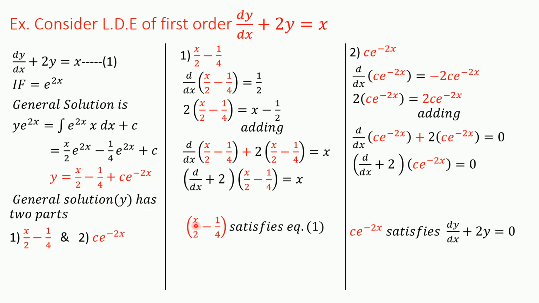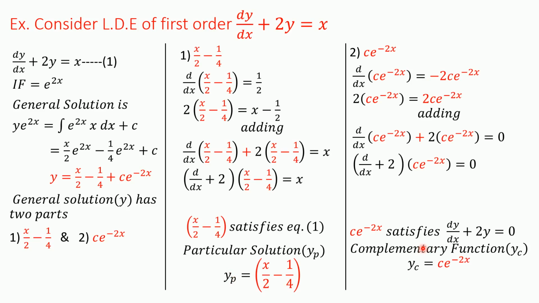So this is a solution of the homogeneous part, and the general solution is the sum of these two. The general solution is the sum of one without an arbitrary constant, which is a solution of our differential equation, and the other containing an arbitrary constant, which is a solution of the homogeneous differential equation. Here x/2 - 1/4 we call a particular solution because it satisfies the given differential equation. We call that yp. And the second one we call the complementary function, yc, c e^(-2x). So this is our yc.